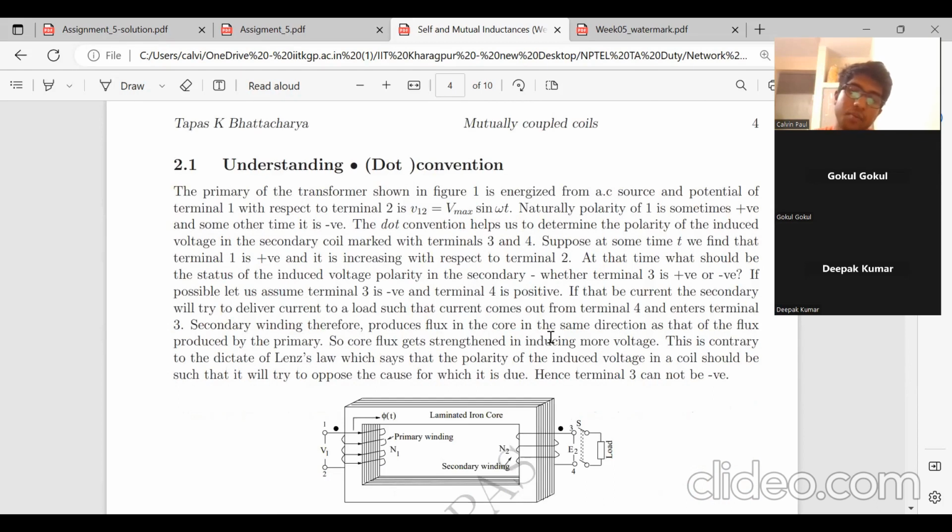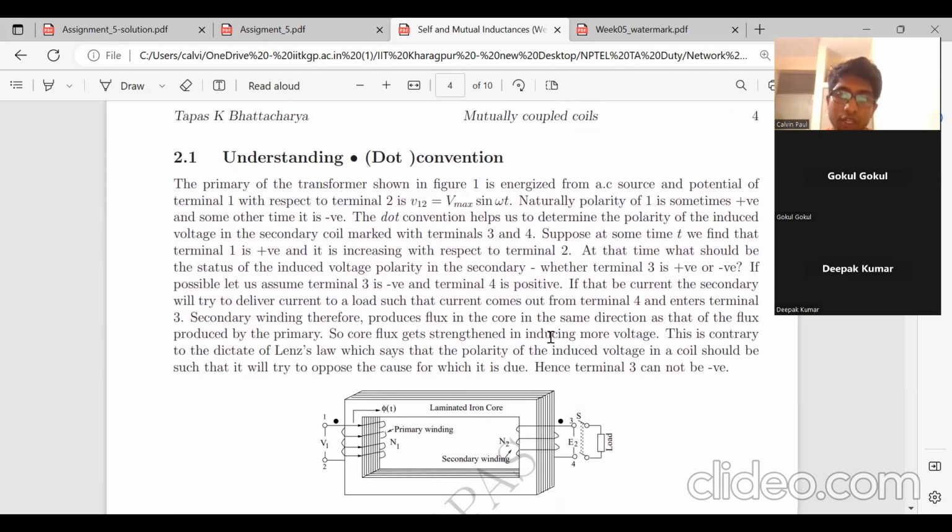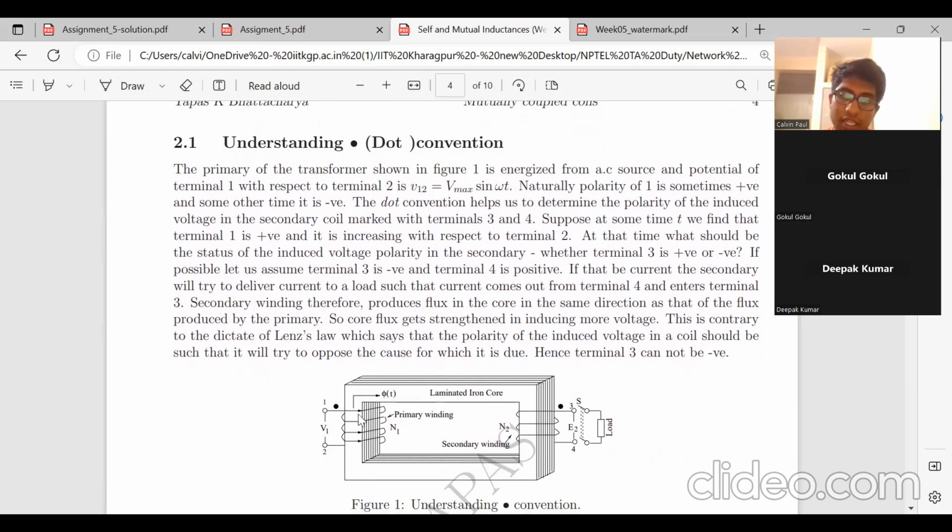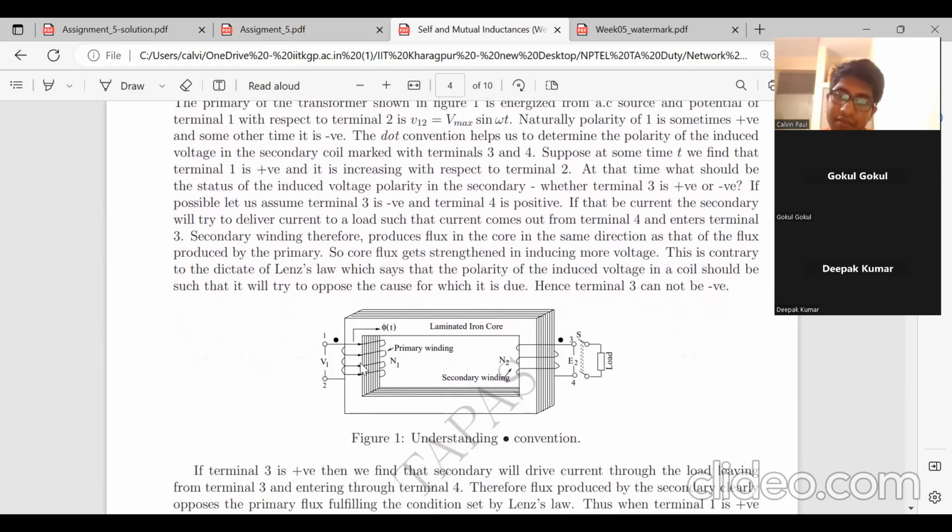The dot convention is a very important thing, because it is really required if you want to analyze circuits where there are coupled inductors, coupled coils. Okay, so let us consider a simple transformer. There's a laminated iron core, and this is the primary winding where we apply a voltage, and this is the secondary winding. The primary winding has n1 number of turns. Similarly, in a transformer also, one main criteria is we have to decide the number of turns, what is the turns ratio, etc.